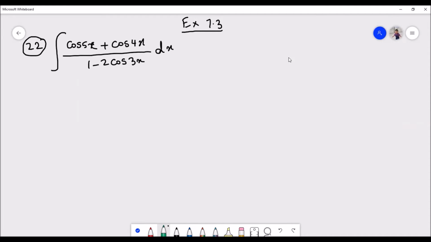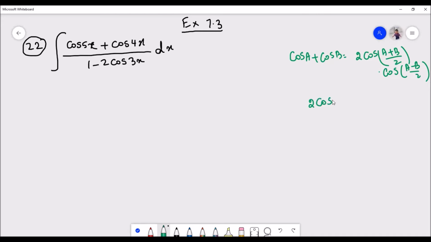For the numerator, I am going to use the formula cos A plus cos B, which is equal to 2 cos((A plus B) by 2) into cos((A minus B) by 2). This is the sum and difference of cos formula. So that is the formula for the numerator, and for the denominator, 1 minus 2 cos 3x is there.